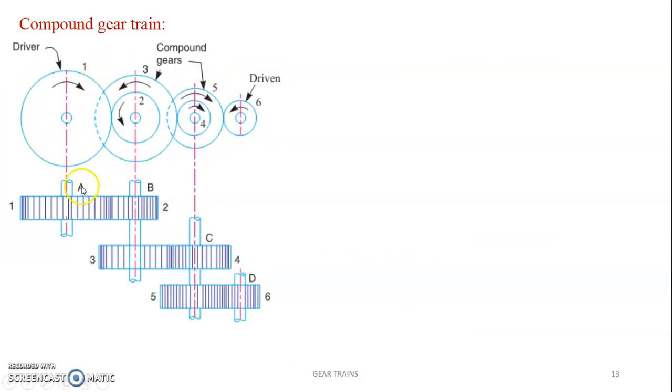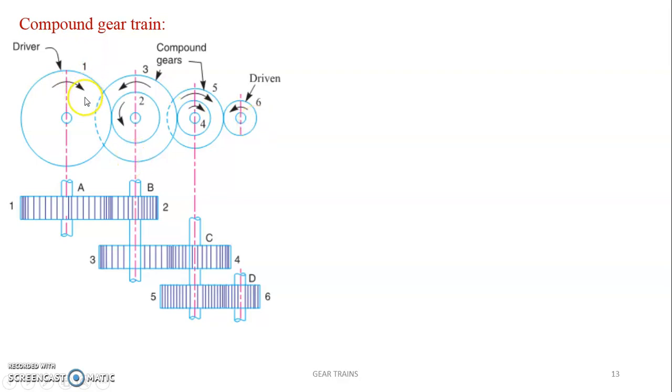If you see, shaft A will have only one gear, but shaft B will have gear number 2 and gear number 3. So this is a compound gear here. Then again, shaft C will have gear number 4 and 5, and then gear D will have 6. In this combination, number 1 is the driver and the last gear is the driven. And how is power transmitted from 1 to 6?